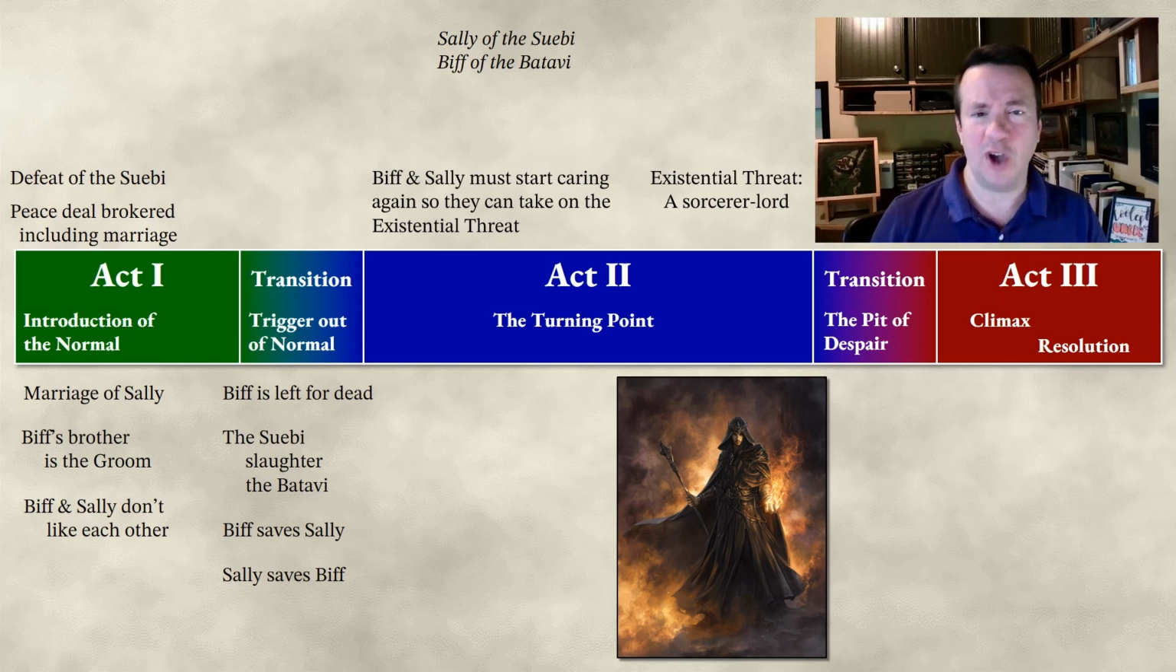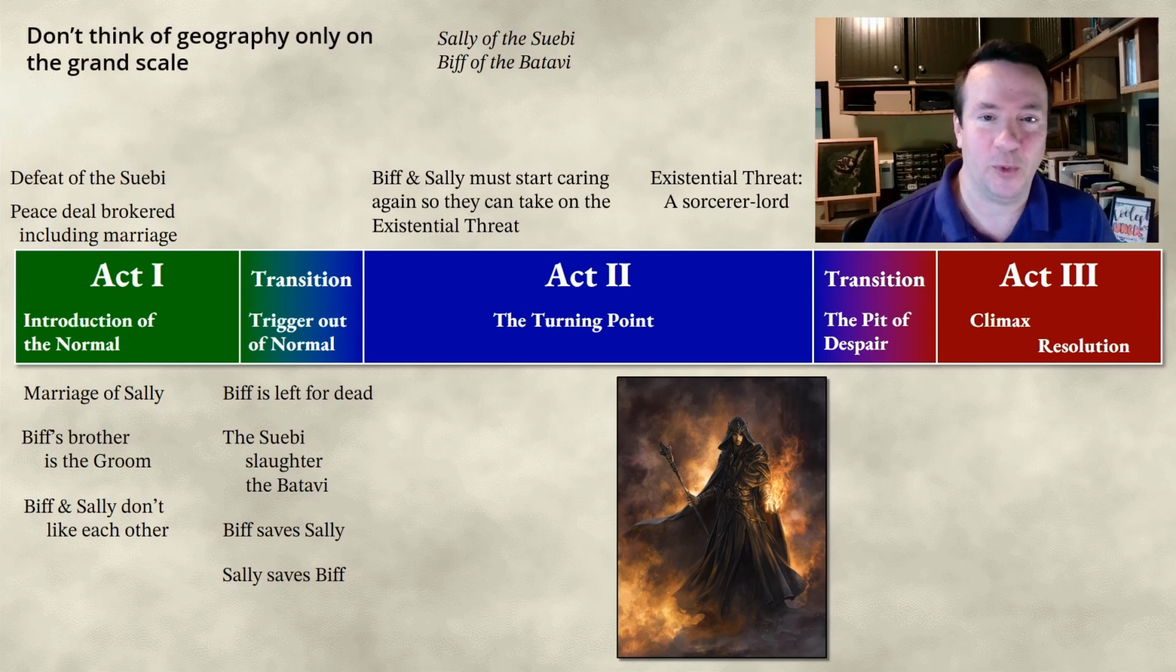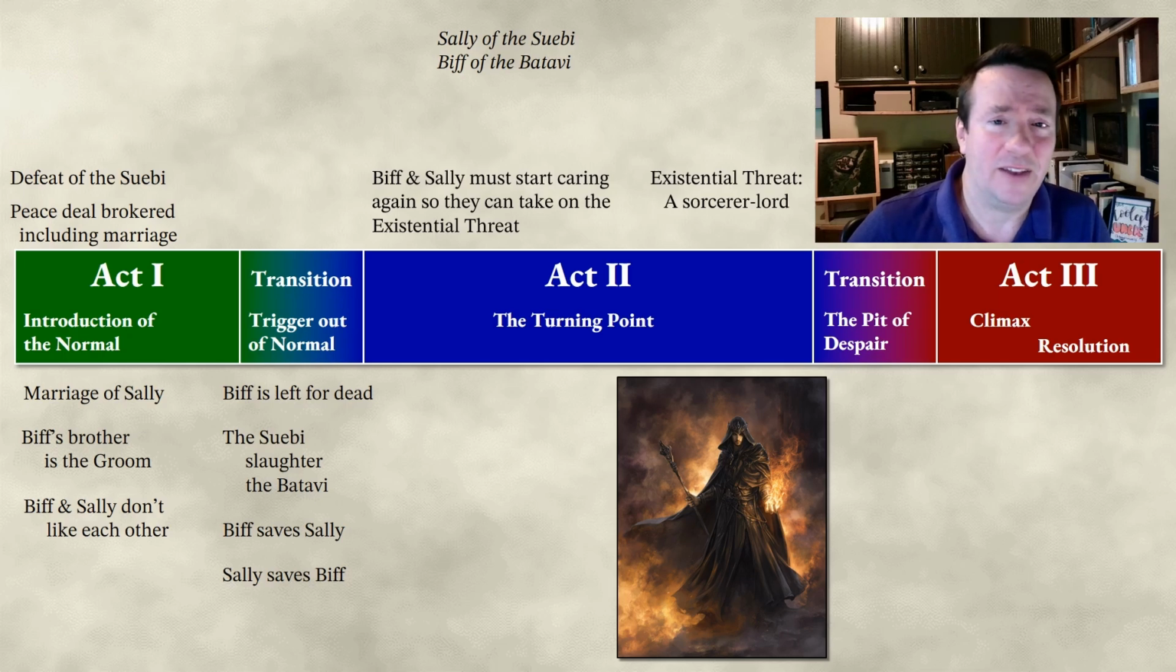Now, when you think of geography, you don't only have to think of it on a grand scale. Perhaps by saying the word hinterland of a large region, I may have painted that picture. That's not the right picture. If you're telling a story set in a small farming community in the middle of Kansas, population 200, look at the geography of that town.